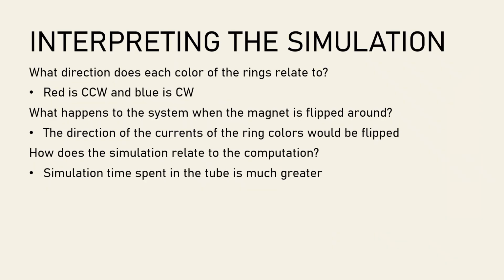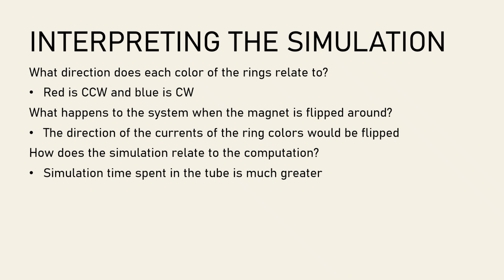All right, and then to interpret the simulation, so the picture shown before was at the end of the simulation when the bar magnet had reached the bottom of the tube, and you saw that it had a blue ring. When the bar magnet entered the tube in the simulation, the ring was red around the tube. Those colors relate to the different directions of our current. So the red is related to a counterclockwise current, and the blue is related to a clockwise current. So if we were to flip our system around, the direction of those currents would be reversed. So red would be clockwise and blue would be counterclockwise.